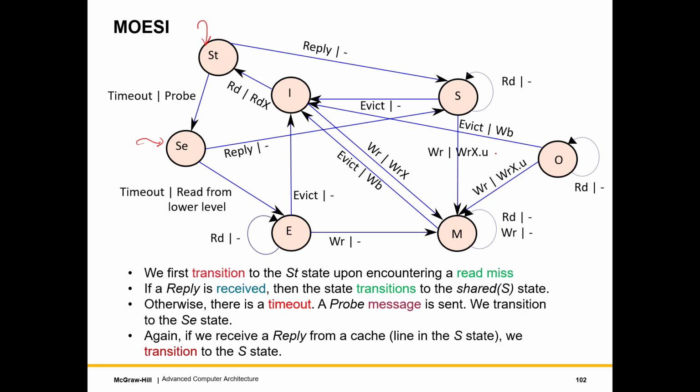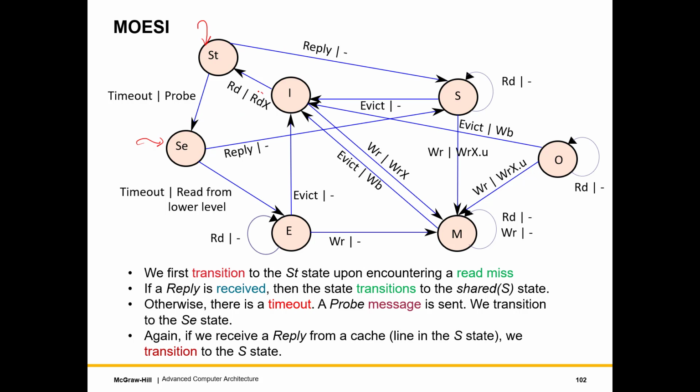And if there is an owner, then the owner supplies the data. And if there are no owners, then either one of the caches supplies the data or we read from the lower level, right? That really doesn't matter, because since writes are often off the critical path, we can afford to read from the lower level as well. That's not that serious a thing. So that can be done. But what we are more concerned about is reads.